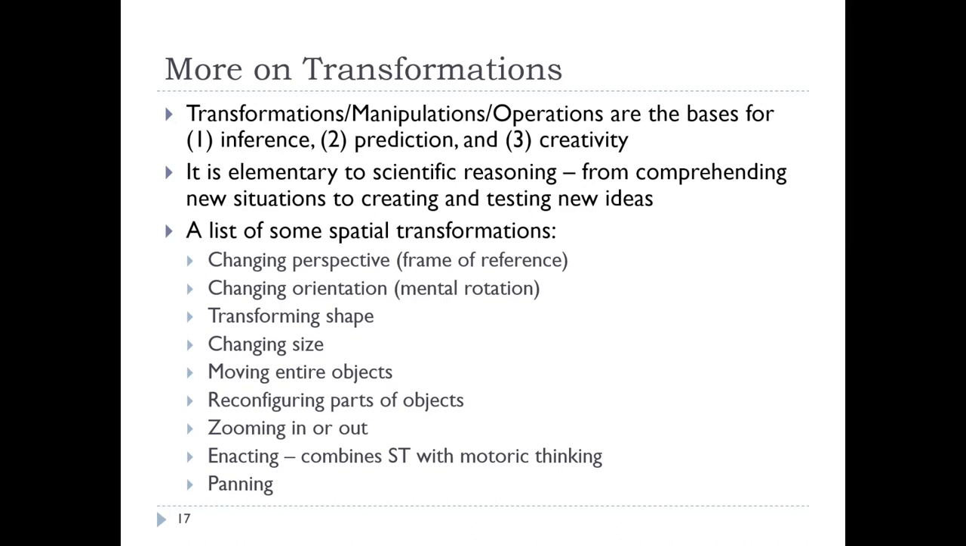But here's a list of some, not all, but some different kinds of spatial transformations. And again, some of these you've done with Tetris, some of these you've done with the exercise number one. So changing the perspective, getting a different frame of reference, or changing the orientation, rotating the object in your hand physically or rotating the object mentally in your mind, transforming the shape, changing the size, making it bigger, moving other objects, moving the object around, reconfiguring parts of the object, definitely zooming in and out to get more detail, less detail. Enacting or panning, moving through the object.